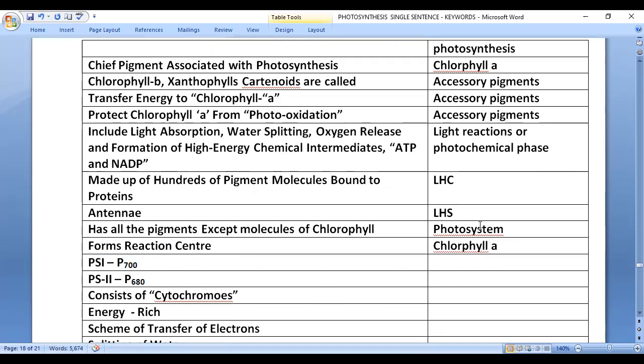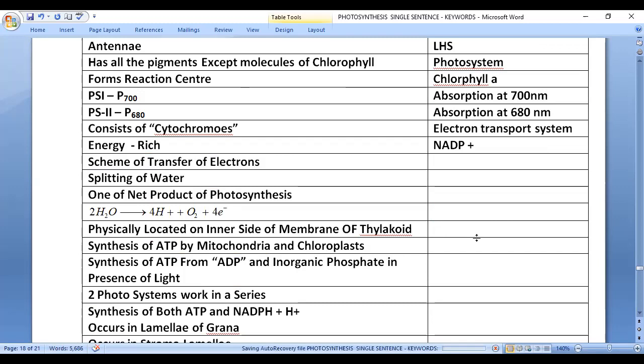The photosystem forms the reaction center, chlorophyll a. PS1: P700, absorption peak at 700 nm. PS2: P680, absorption peak at 680 nm. The electron transport system consists of cytochromes. Energy rich, NADP plus. Scheme of transfer of electrons: Z scheme.